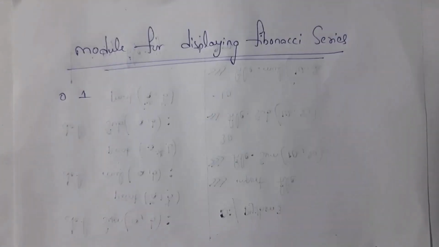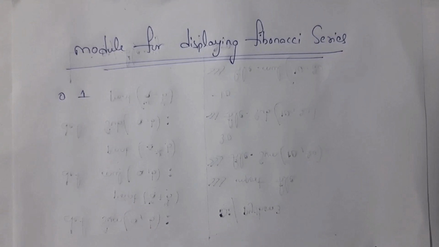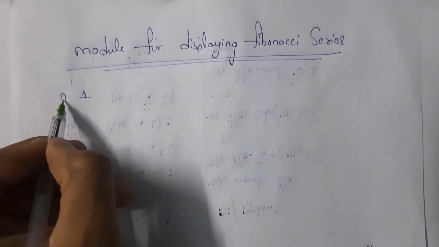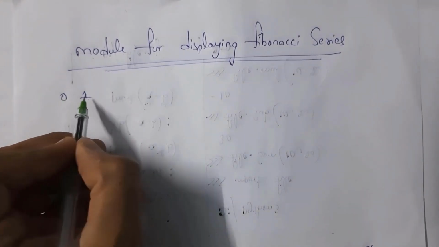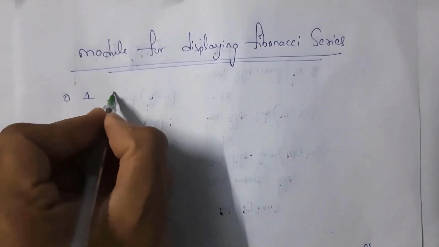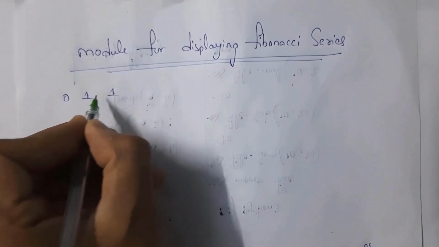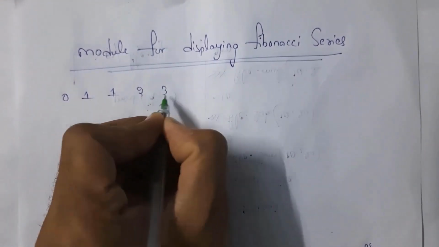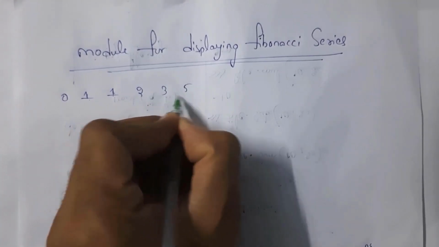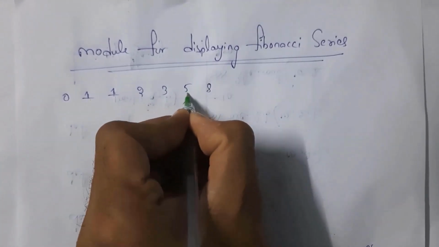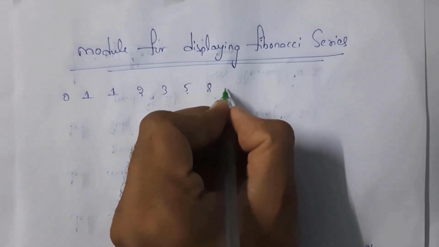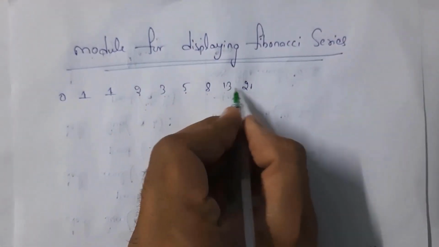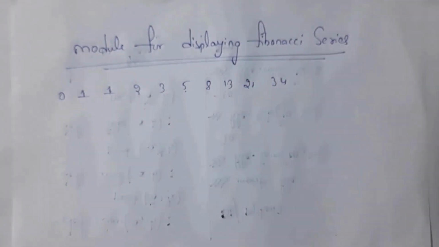It will accept. Next I will create module for displaying Fibonacci series. At first it will take 0 and next it will take 1 and it will add this 0 and 1. 0 plus 1 that is 1, and again 1 plus 1 that is 2, and again 1 plus 2 that is 3, and 2 plus 3 that is 5, and next 3 plus 5 that is 8, and again 5 plus 8 that is 13, and 8 plus 13 that is 21, and next 21 plus 13 that is 34. This is Fibonacci series.